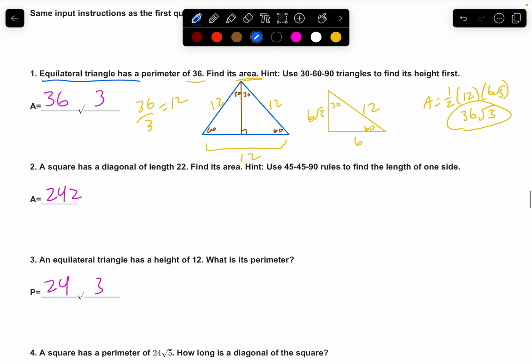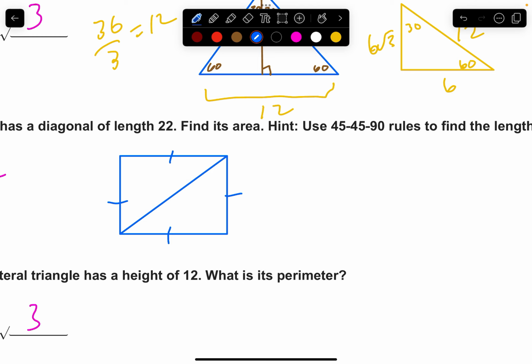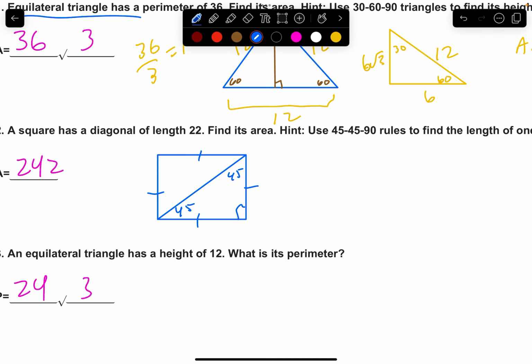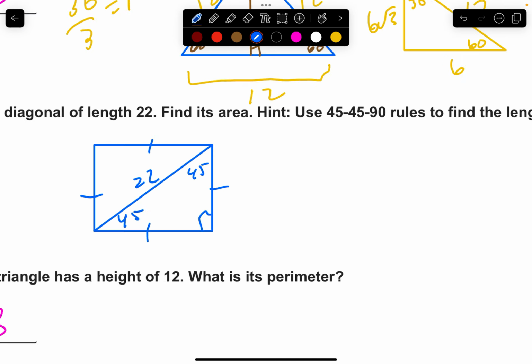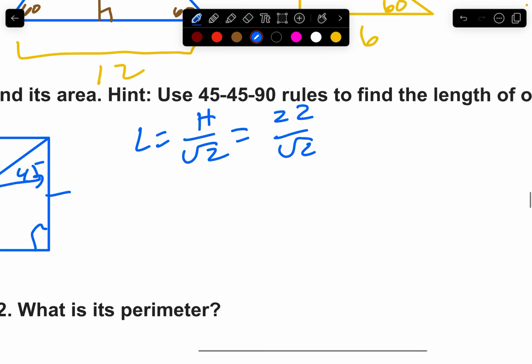All right, a square. Just did these a moment ago as well. On a square, since all 4 sides are equal, when you draw the diagonal, you make 45, 45, 90s. It says the diagonal has a length of 22. So how do we go back to the side? Remember that the leg equals the hypotenuse divided by root 2. So that'd be 22 divided by root 2.